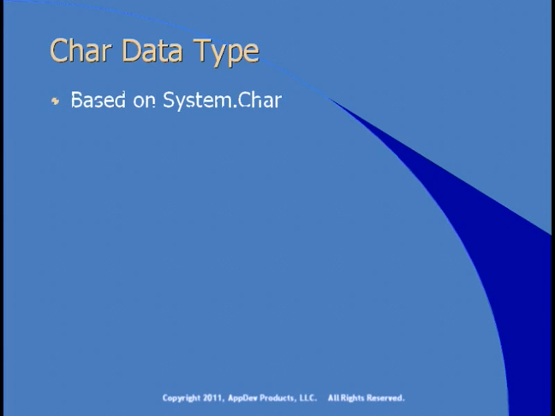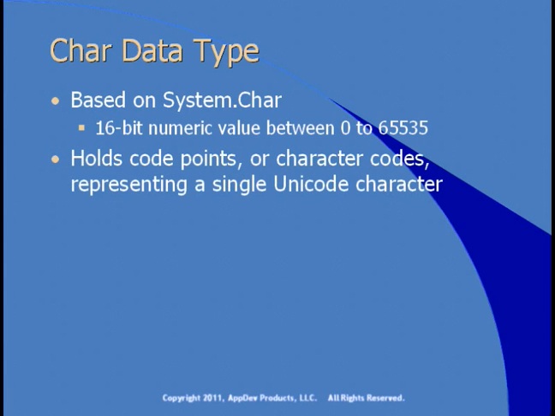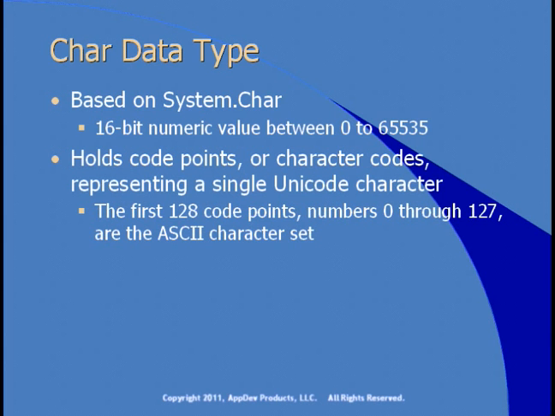The char data type is based on system.char, and it represents characters. It literally holds a 16-bit numeric value between 0 and 65,535. And each one of those numbers represents a Unicode character. So the number is a code point, and that code point represents a character. Now there's 65,000 plus characters. You're pretty familiar with the first 128 of these. That's the ASCII character set. So you can use the char data type to store individual characters, for example, a key that the user presses on the keyboard.